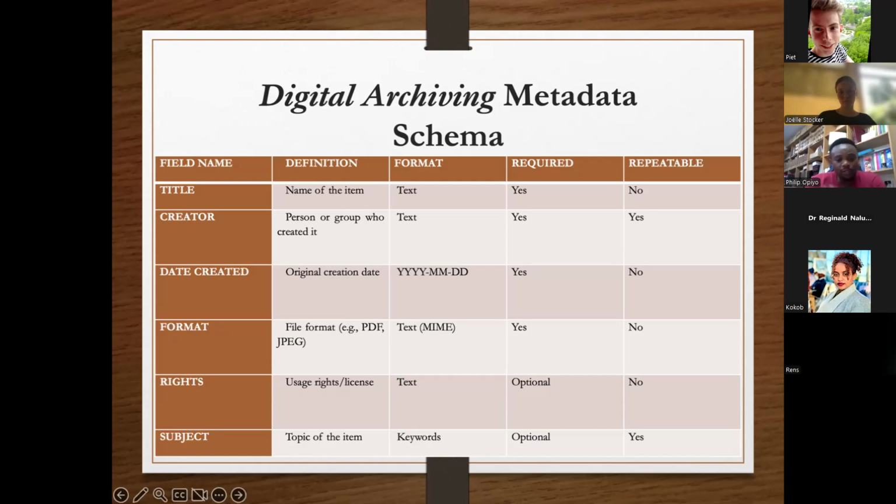Now, when we go to format, we already talked about the format type. That is PDF or JPEG, and the text format could be MIME. Is it required? Yes. Is it repeatable? No. And then we have usage rights, licenses. I will bring you back to these licenses in another diagram, and it will be very clear for you. And then you have the subject. You have to give a brief description of what you are collecting.